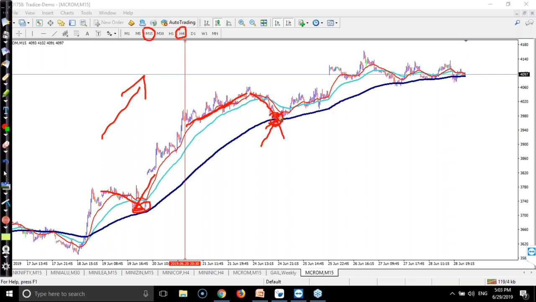Have you seen? Now this is our entry point. Next, you can see here is the entry point. Next, you can see this is our entry point for the buy, not sell. I'm not going to sell because the market is in a large time uptrend. Remember, here is a buy.